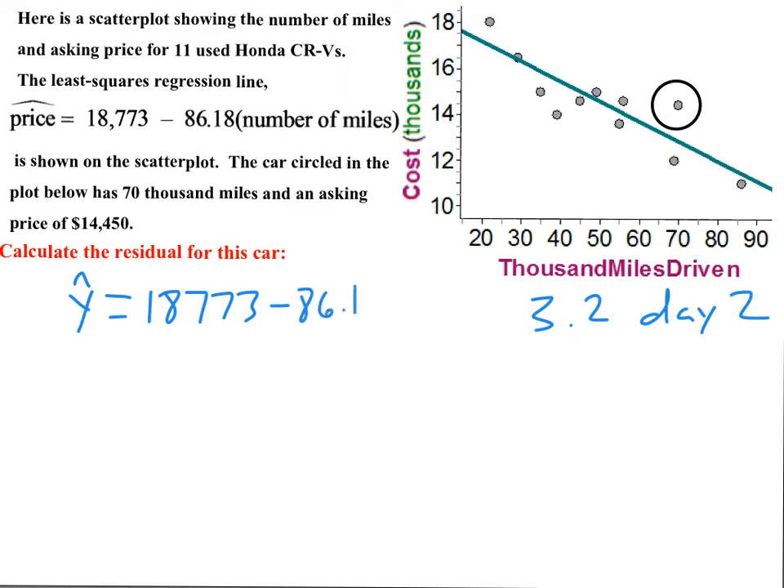Now this slide is asking about the car that had 70,000 miles. And I have calculated here that our line would predict it has an asking price of $12,704.40. Okay.